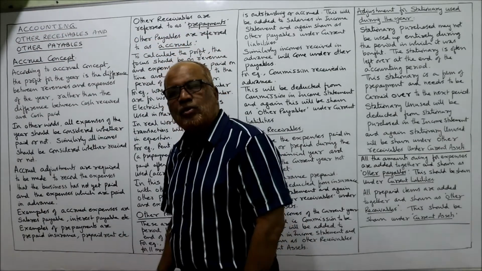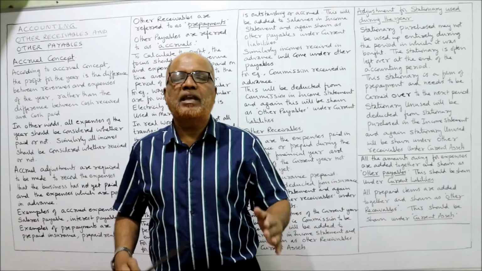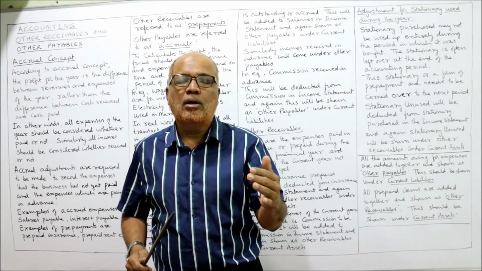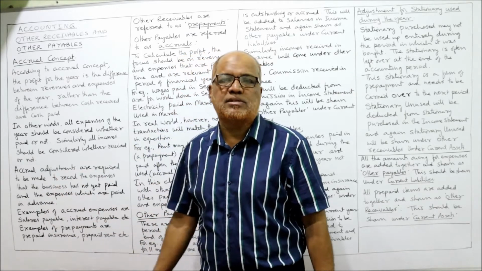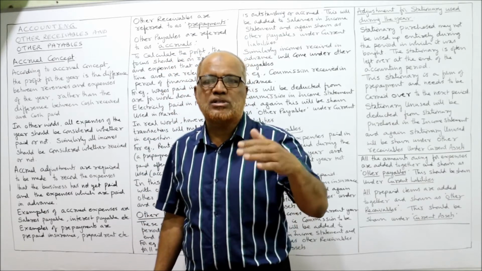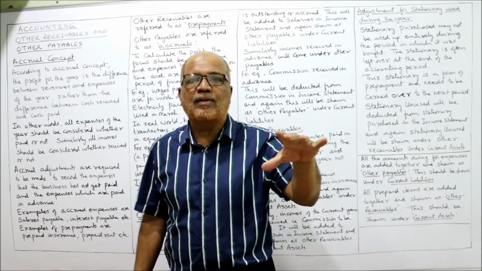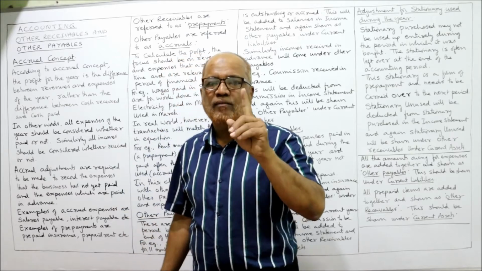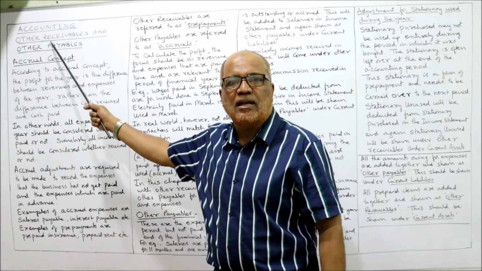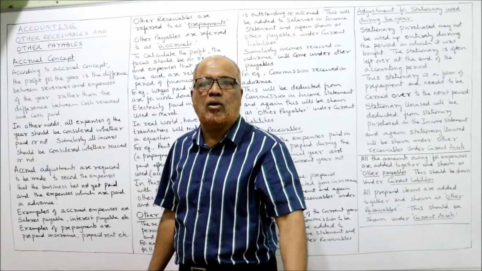Now I'm going to start other receivables and other payables. So before understanding the meaning of the term other receivables, other payables, a student must recall the point regarding accounting concepts. Different accounting concepts are there: business entity concept, money measurement concept, accrual concept, materiality concept, prudence concept. All these are the different concepts. Among them, one of the important concepts is accrual concept. So before understanding other receivable, other payable, we'll recap the points of accrual accounting concept.